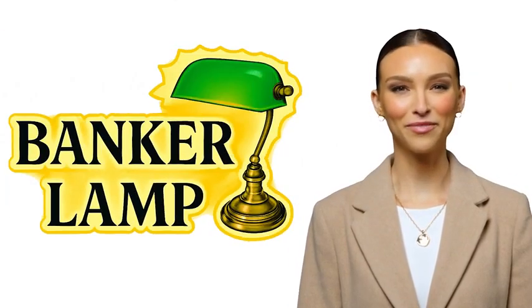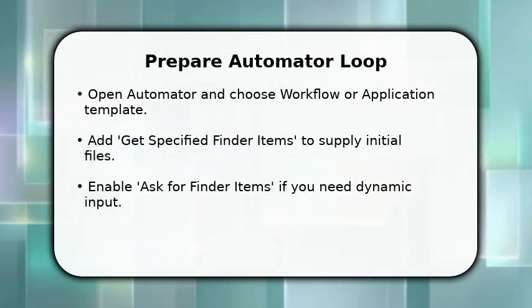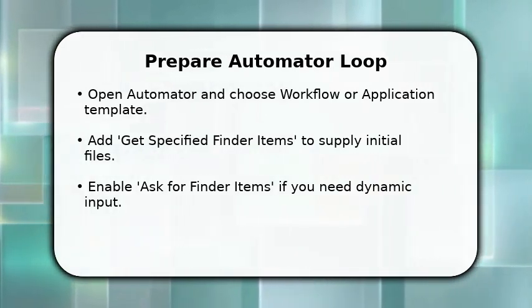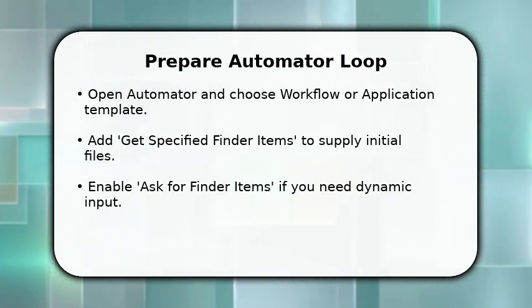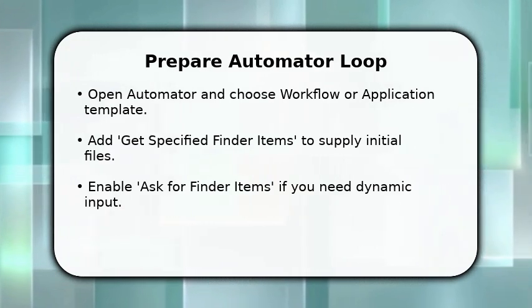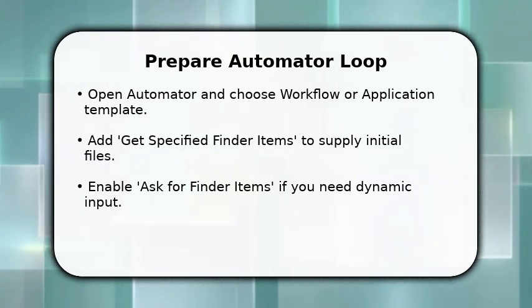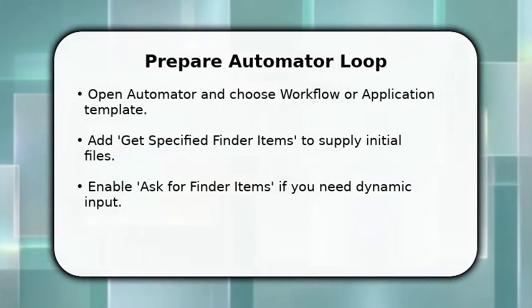Please enjoy the video. You start by opening Automator and selecting Workflow or Application so it can run repeatedly. Add get specified Finder items to feed the loop with initial files. This provides a stable input. Once done, optionally add ask for Finder items so you can choose files at runtime. Make sure to save early with a clear name.